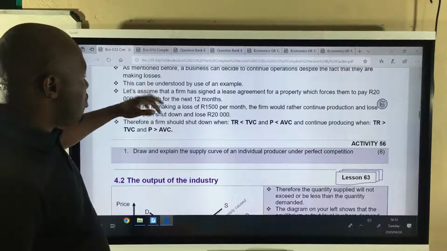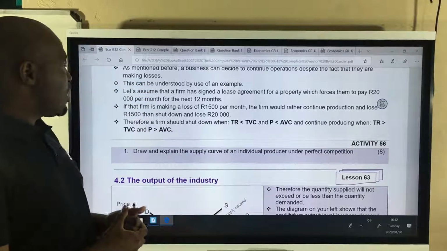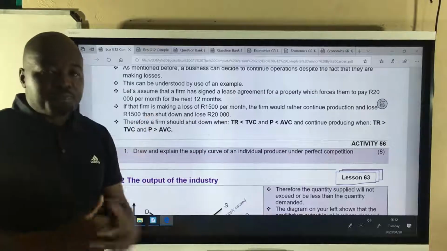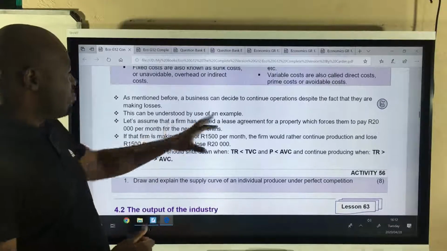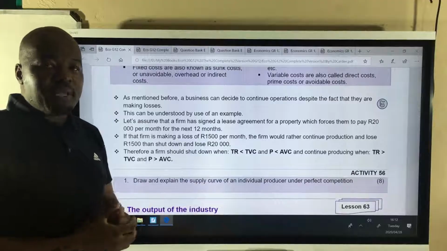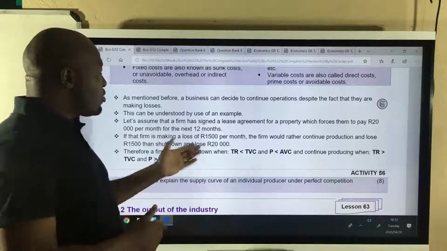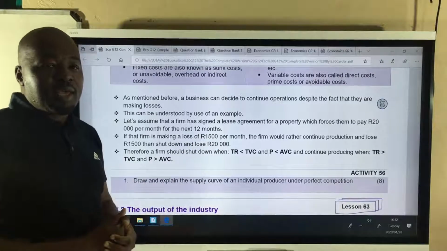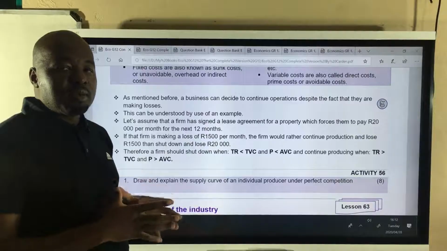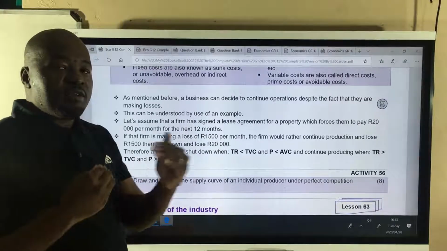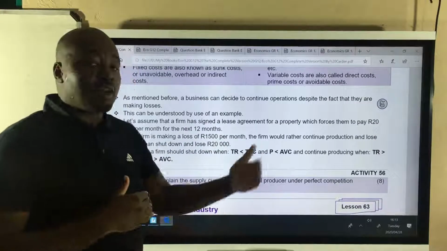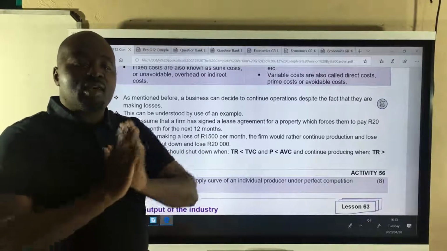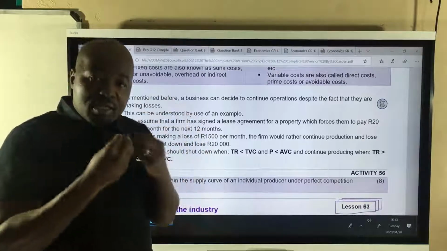Alright, so I'm not going to go further because I've explained all this. You can pause the video and read this, but you can see from how I explained, you can understand this because I've already explained this rule and the other one. And here I'm just giving an example of why a firm would continue even though they are making a loss. Because in certain instances they'll still have to cover their fixed costs.